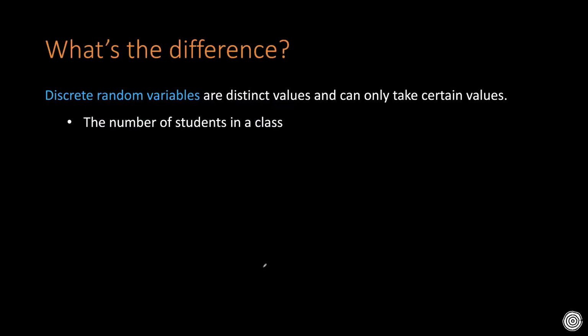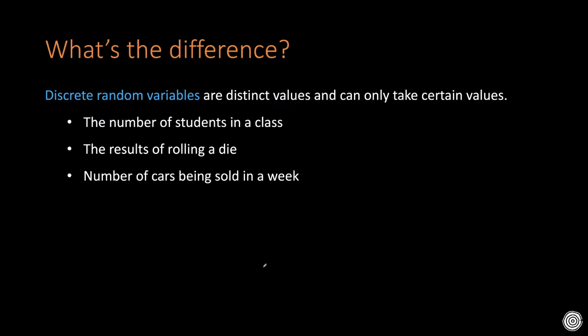Like, for example, the number of students in a class. I can identify that number. The result of rolling a die. Number of cars being sold in a week. Against each of these types of examples, I can put a value to it. No matter how massive the number is, how small, I can still put a distinct value against it.